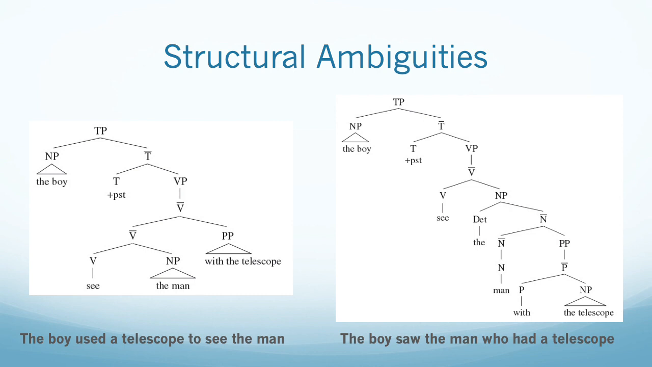Now, I hope you can see that really the major difference here is in where we put the prepositional phrase with the telescope. Is it branching off of the verb to see, as in the first one, or is it branching off of the noun man? The difference in where the PP is attached is what gives us these different meanings. So is it seeing with the telescope or is it man with the telescope? And that's the major difference here.